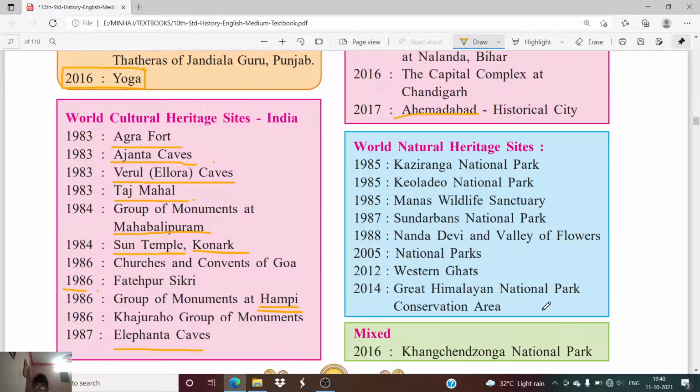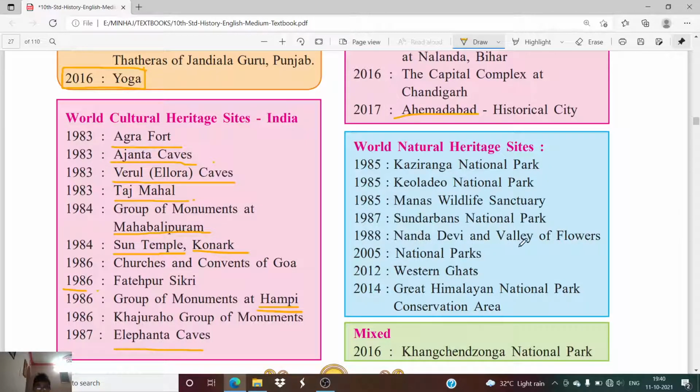Now, World Natural Heritage Sites which are there in India. So Kaziranga National Park, okay, famous for the rhinoceros. Then Keoladeo National Park, then Manas Wildlife Sanctuary, Sundarbans National Park, famous for wild tigers.